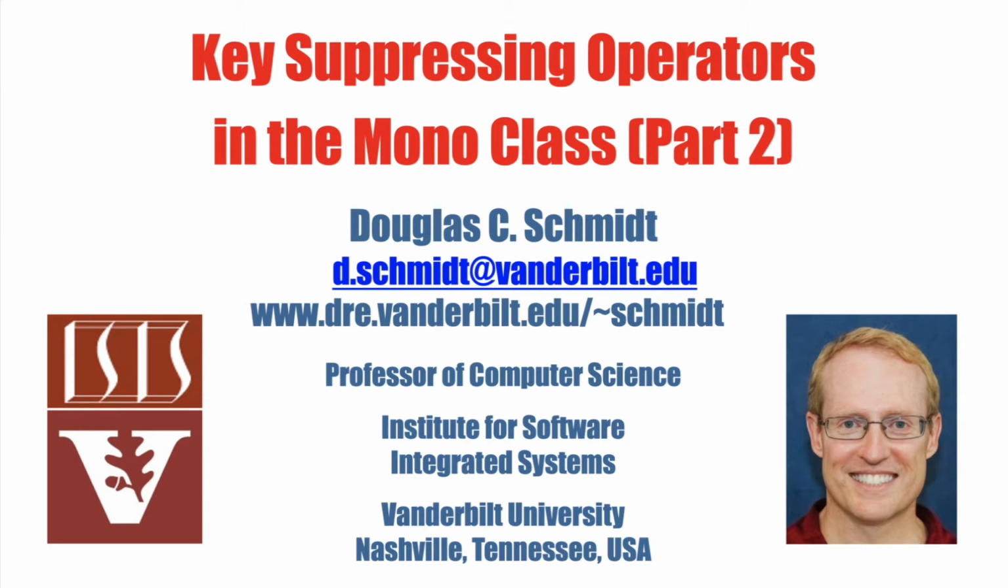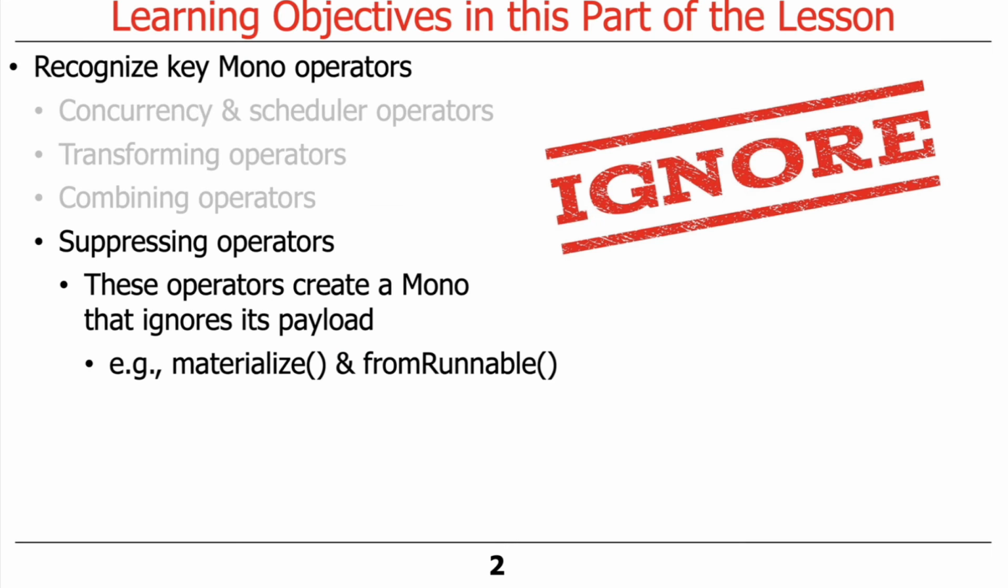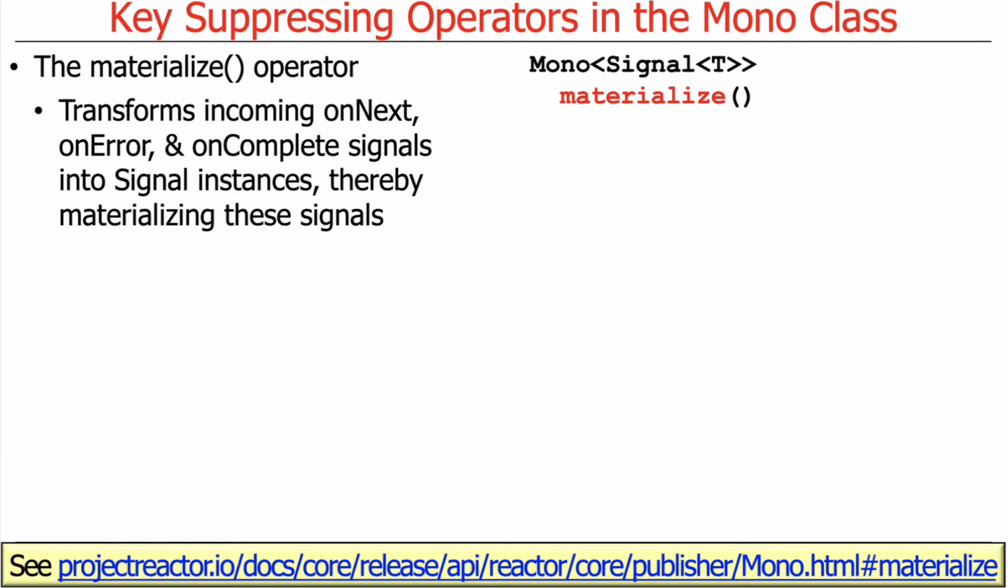The next topic we're going to cover here are some more suppressing operators that are defined in the Mono class. Before, the suppressing operators we had talked about would ignore the payload. If you recall, then ignored the results and just returned a Mono to Void. Now we're going to talk about materialize and fromRunnable. These are rather obscure operators, quite frankly, but they tend to be very helpful in certain circumstances, and we'll see some examples as we go through this.